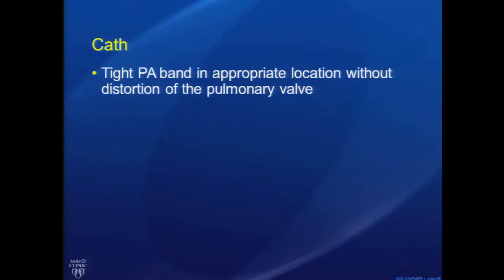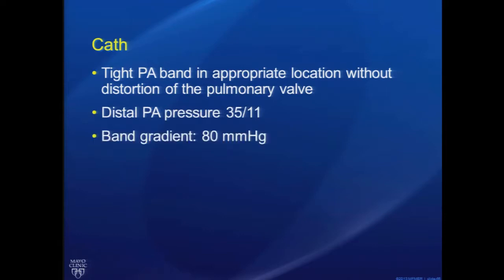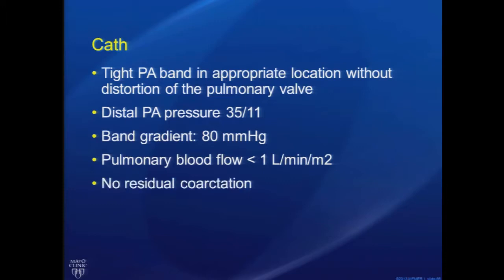So this lady had a tight PA band in an appropriate location. Remember, she got banded at 3 months of age to protect her pulmonary bed, and they did a great job because the band was super tight and it was doing its thing. Distal PA pressures were pretty normal, 35/11. Band gradient was 80 millimeters of mercury, and her pulmonary blood flow is quite limited, as you can imagine, less than a liter per minute per meter squared. So no wonder she can't do what she wants to do, and she's so blue.